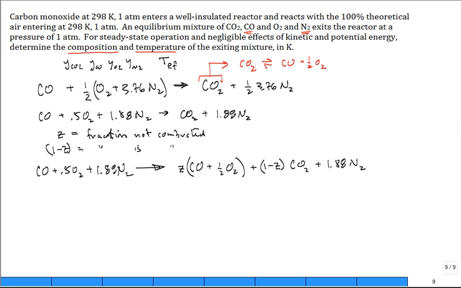Okay, now that we've written that, what we want to do is think of applying our chemical equilibrium equation. And then we're going to do our thermal equilibrium equation, our energy balance. So what's our chemical equilibrium equation?